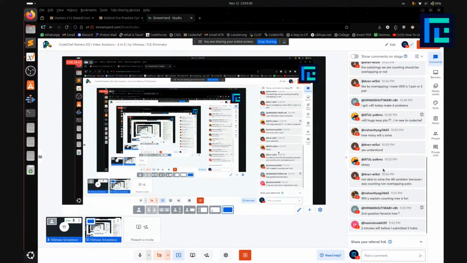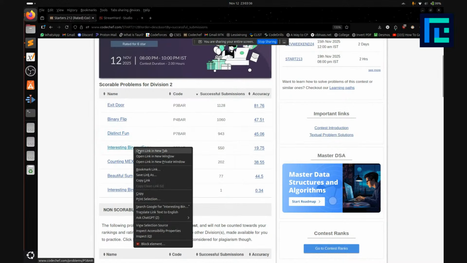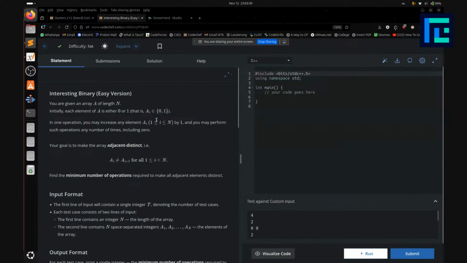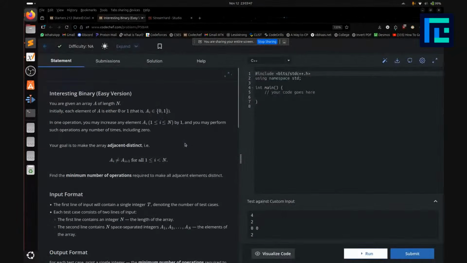Okay, no doubt. So let's move on to the next solution, I guess. Interesting binary, easy version. So I guess most people solve three questions. So fourth and fifth, I guess you should pay attention.